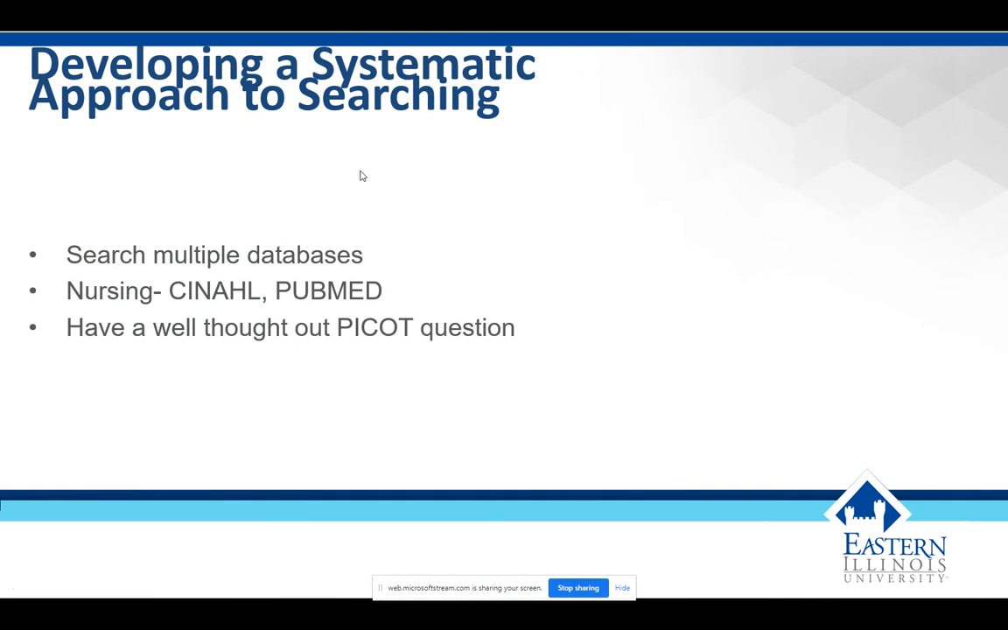We need to develop a systematic approach to searching. Searching can take hours if you don't know exactly what you're doing. A little plug for the library here. We have a great library here at EIU, a great library staff. So as you're searching databases, if you're stuck or need some help, send them an email, call them. They're very helpful. A lot of times if you have to request articles, it really doesn't take that long.